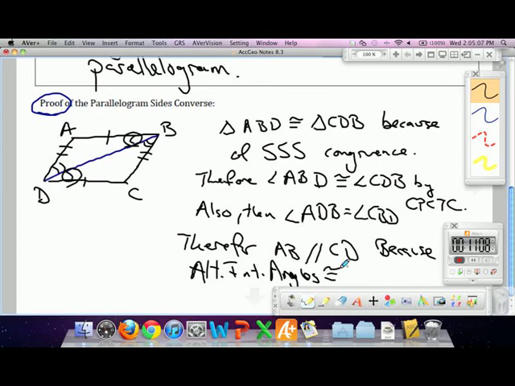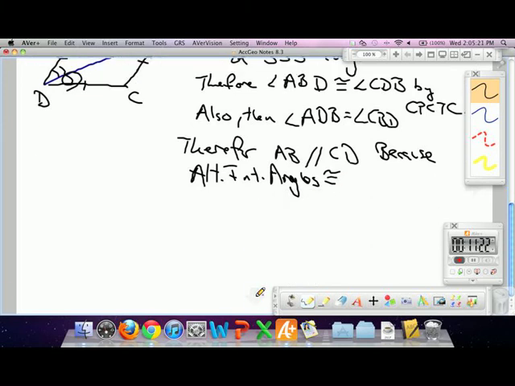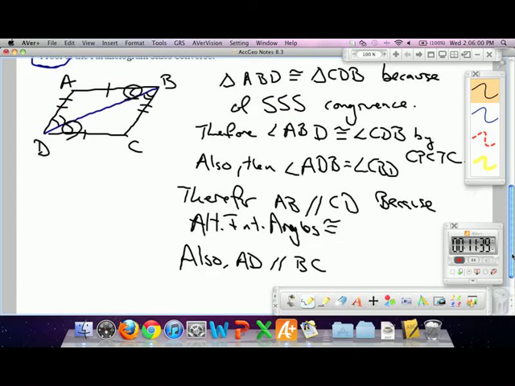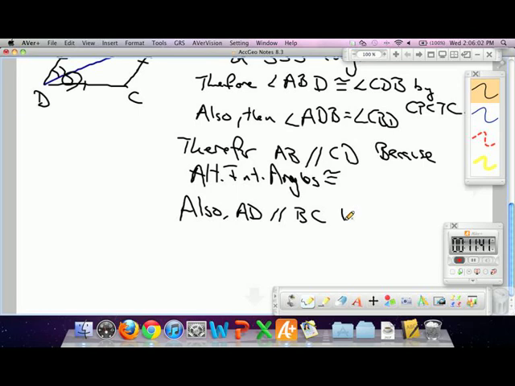What other lines need to be parallel because of that same reasoning? AD and BC. Yeah, we already know that if they're parallel, then the sides would be congruent. So those are also parallel by the same reasoning.